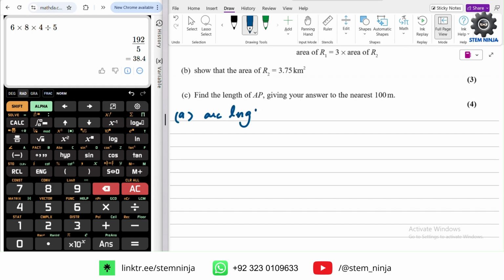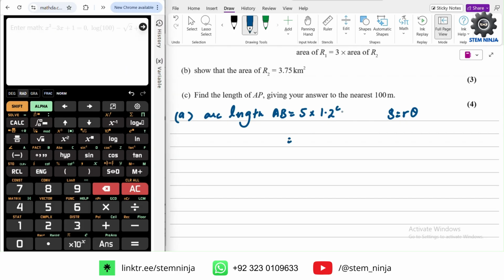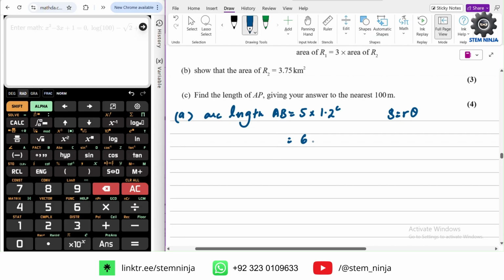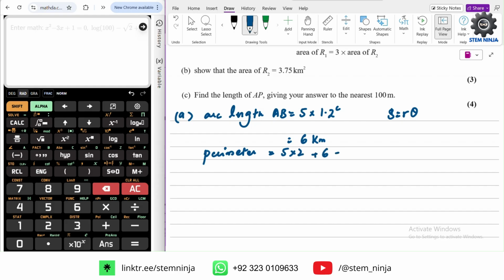So arc length AB would be s is equal to r theta. So r is 5, theta is 1.2 radians. So 5 times by 1.2, that would be 6 kilometers. 12 times by 5, 60 basically. So perimeter would be 5 times by 2 plus 6, 16 kilometers.